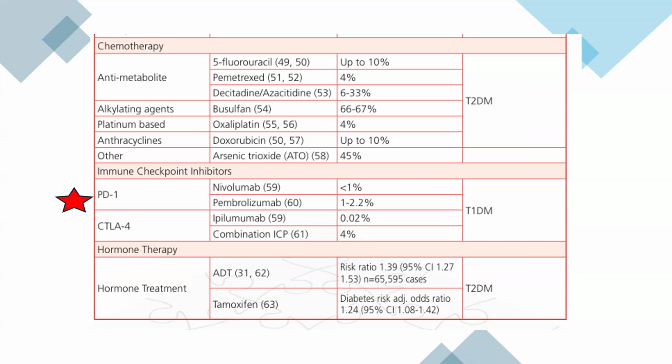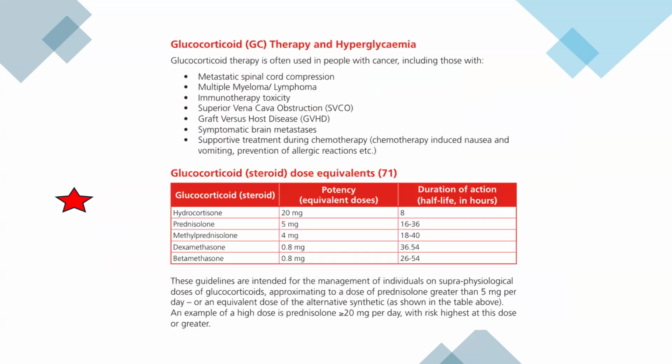Immune checkpoint inhibitors are a favorite for the exams, and I have a full lecture on immune checkpoint inhibitors and their endocrinopathies, an extremely important set of guidelines and lecture for the exams and clinical practice. Here we are looking at PD-1 inhibitors like nivolumab and pembrolizumab. Both have been asked in previous exams. And CTLA-4 inhibitors like ipilimumab, and combination therapy as well, all having a risk of type 1 diabetes, causing insulin deficiency. So extremely important, it has been asked several times in the exams before. Hormonal therapy like tamoxifen also carries a risk of type 2 diabetes.